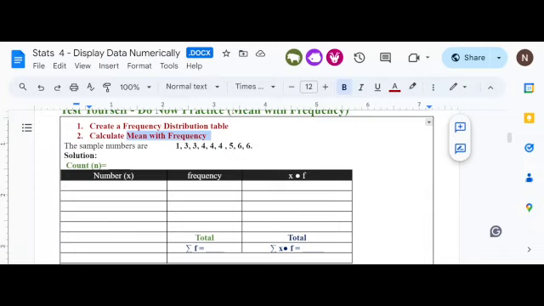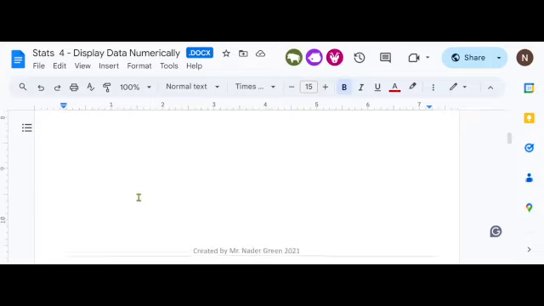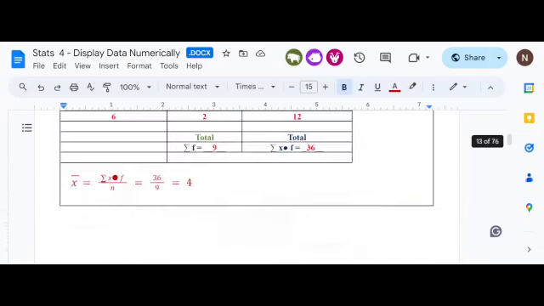Finish? Done? How much did you get? 36? I need the mean with frequency. Yeah, the total is 36. That's correct. But we need the mean with frequency. So the answer will be 4. Why? 36 divided by 9. You got that? Okay, the answer is here.